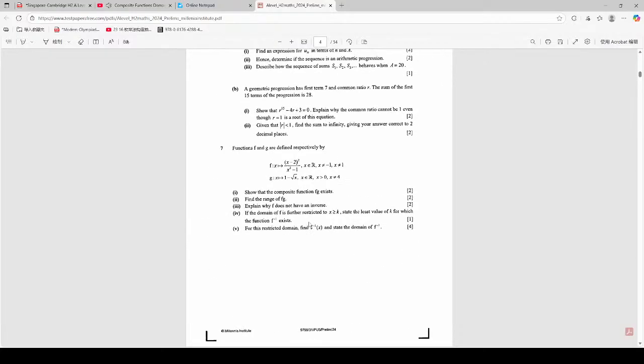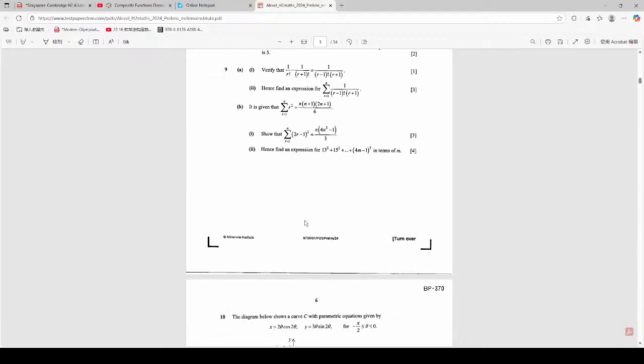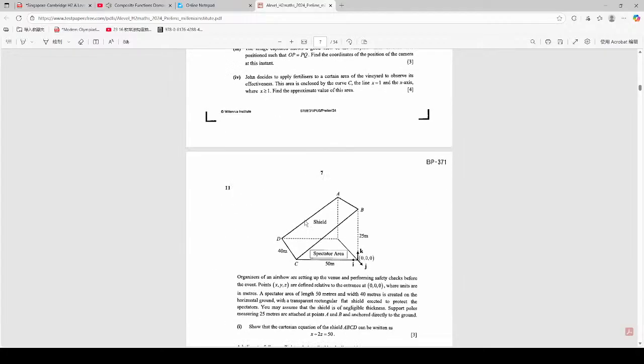So f of x is 1 divided by x. Now, instead of writing x, we're going to replace the x with g. And in this case, g is x plus 3. So instead of writing x, we're going to write x plus 3. So that's how you can find the composite function.